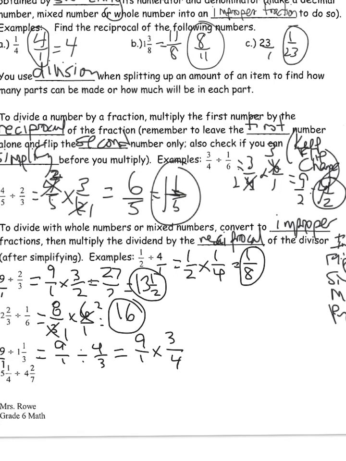Let me look harder this time. Nope, nothing I can simplify before I multiply. So multiply across the top, multiply across the bottom, and then make that proper. How many 4/4 can I take out? It looks like I can take out 6 of them, because that would be 24/4. I'd be left with 3/4. Uh-oh. I think my answer that I have when I went over it in class last year is wrong.